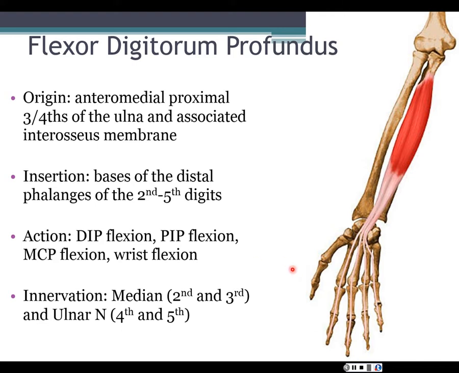Like on the first slide that introduced these muscles, this profundus is going to actually have split innervation. The second and third slips of this are going to be innervated by the median nerve, and the fourth and fifth slips are going to be innervated by the ulnar nerve.